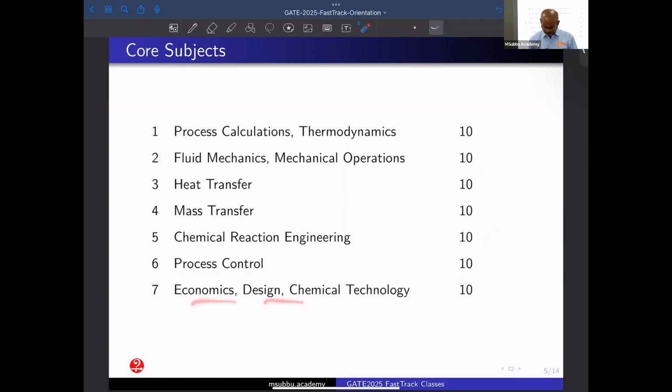And economics and design, chemical technology: economics is a single paper, design is also a single paper, and chemical technology is sometimes single, or not twice, always inorganic and organic. By that we will study, there are some 3 to 4 contents for 10 marks. This chemical technology alone always needs more memory, whereas all the other things, I would say, are simply conceptual questions.